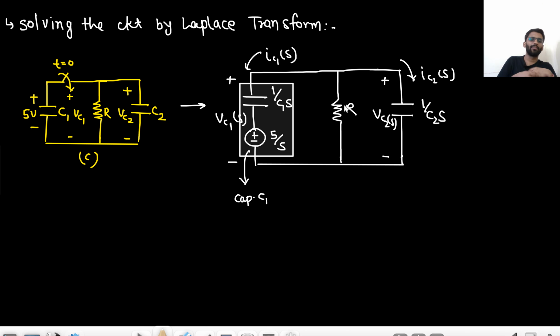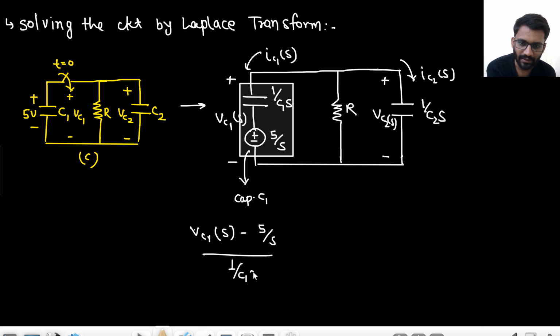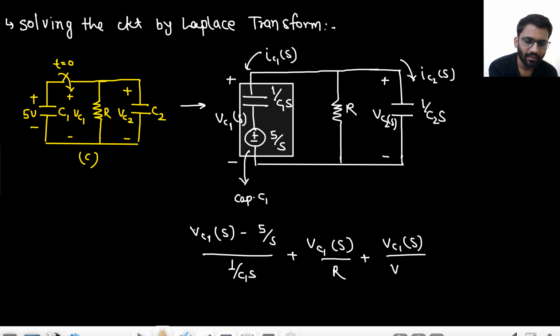Now, if you need to know the values of VC1, VC2, you can apply the Laplace transform and get the values. How will you apply the Laplace transform? Let's just write one equation: (VC1(S) minus 5 by S) upon 1 by C1S, plus VC1(S) by R, plus VC1(S) by 1 by C2S is equal to 0. From here you will get the value of VC1(S), and then you can find the value of VC2(S) and everything.